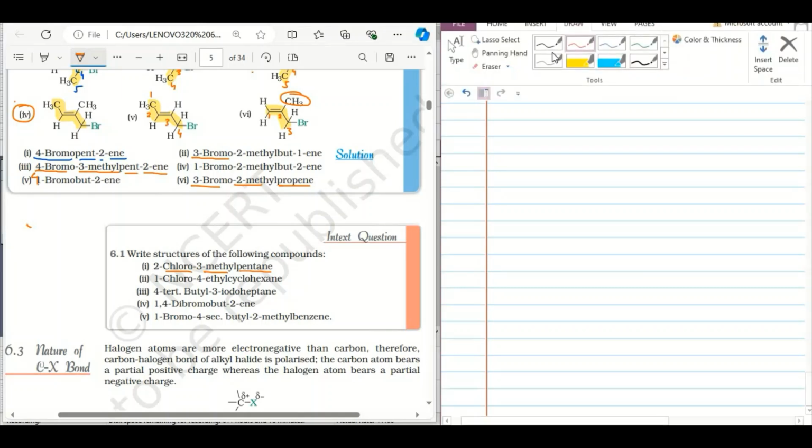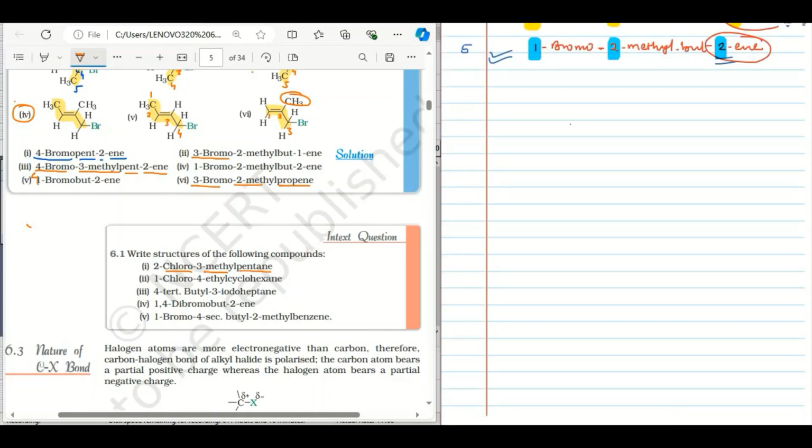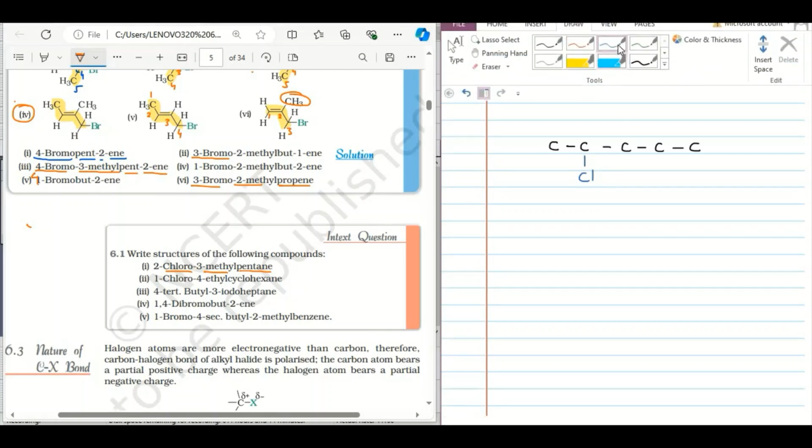So first of all, draw the skeletal structure of the parent chain. So parent is 5 carbon long. So first of all, draw the carbon skeleton of 5 carbon long. Now, at the second position, chlorine is there. So we can attach chlorine at the second position. So here, chlorine is there. Now, substituent methyl is at third carbon. So at third carbon, we can draw the substituent.